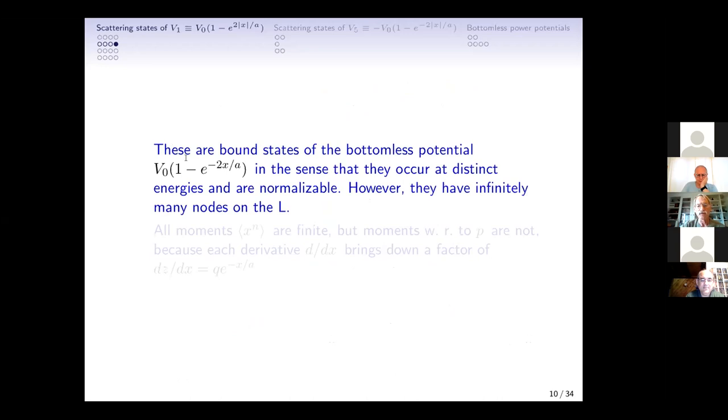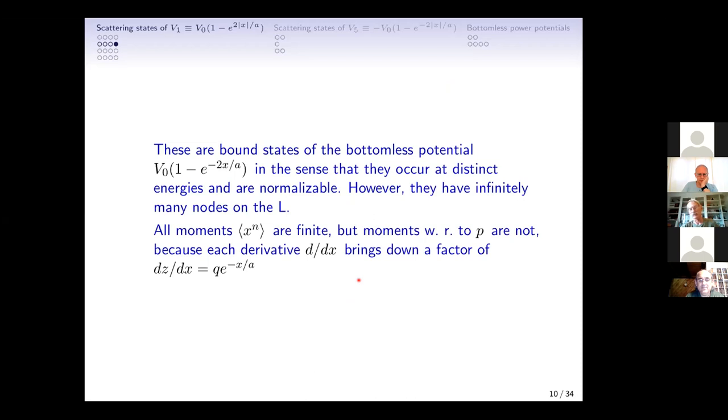So those are sort of called bound states of the bottomless potential, in the sense that they occur at distinct energies on the normalizable. However, they have infinitely many nodes on the left, as we've noticed. And in response to what people have been asking, it's true that all moments x to the n are finite, but the moments with respect to p are not, because each derivative d by dx brings down a factor, and it gives an exponential increase on the left-hand side here.